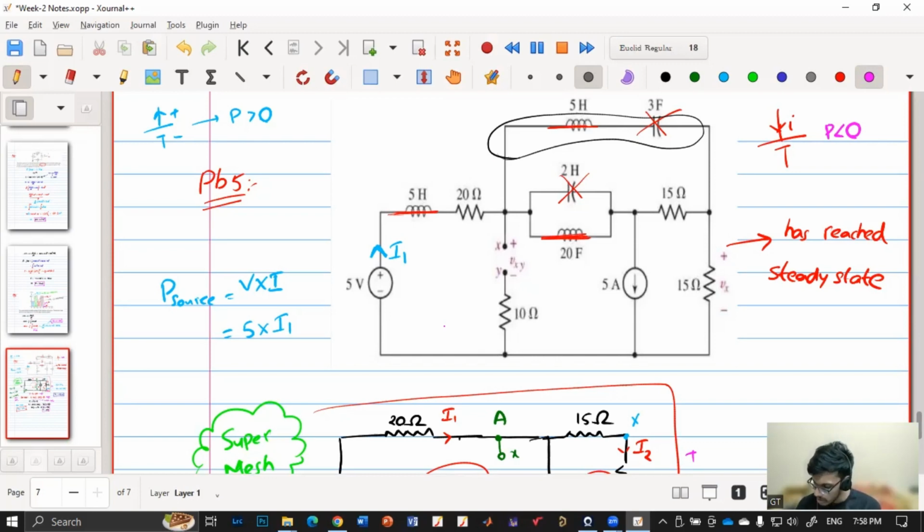So in this case, the power supplied by this 5 volt source is 5 into I1, and I1 is positive. So we get 5 into 3.1, so it is 15.5 watt.